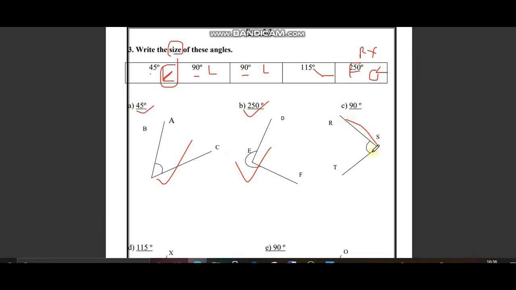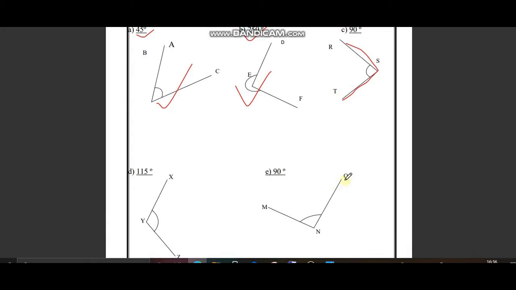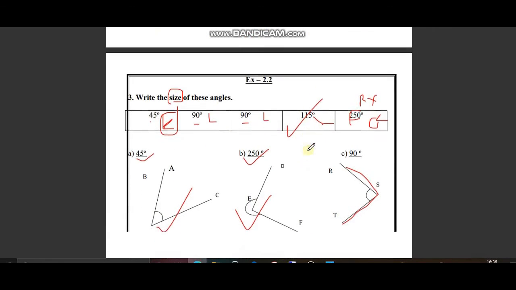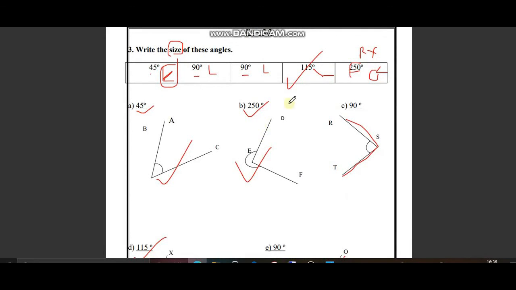And 90 degrees I can get in C and E. Look at these, they look like L shapes. But more than an L shape we are getting only one angle, which is D, 115. So the 5 options are all used. Again I'm saying, if you understand these options, it will be very easy for you. You can choose this answer perfectly with the correct picture.